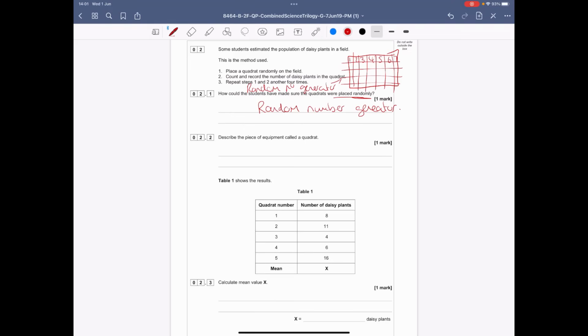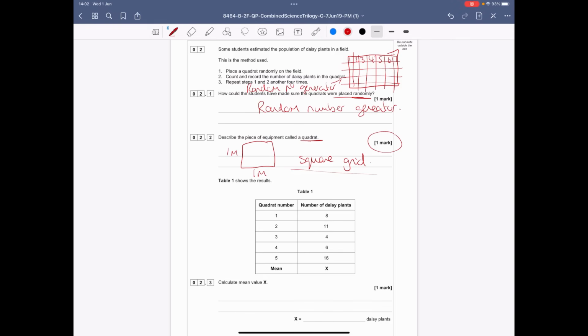Question 2.2. Describe the piece of equipment called a quadrat. So you just need to say, for 1 mark, what does a quadrat look like? Well, normally it's a 1 meter by 1 meter square grid. Now, most of the time it's a meter by a meter. However, you can get them at half meters, 0.5 by 0.5.